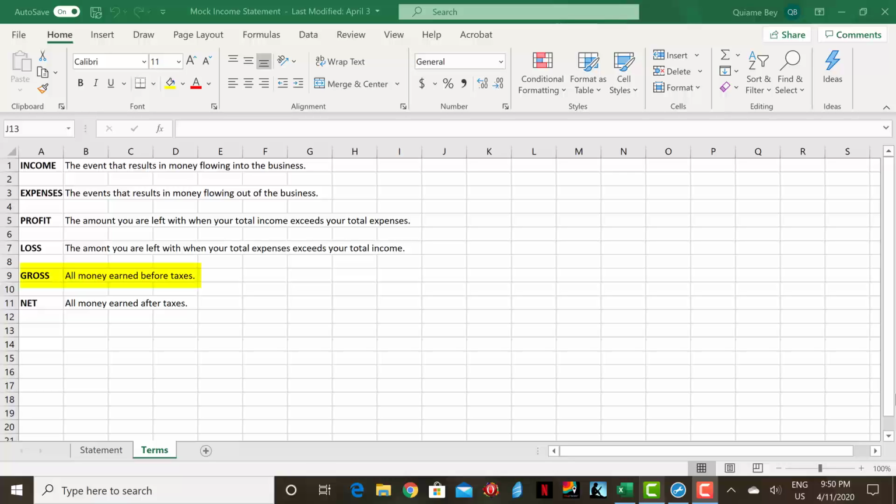Gross is all money earned before taxes. For example, if your business made $250,000 its first year in operation and didn't pay taxes, the gross amount for the business will be recorded at $250,000.